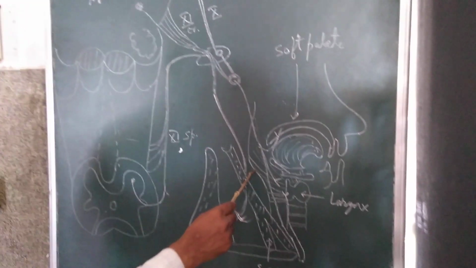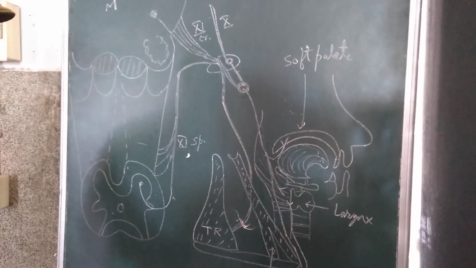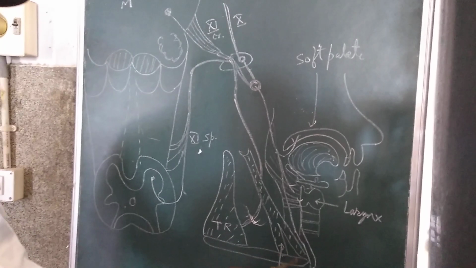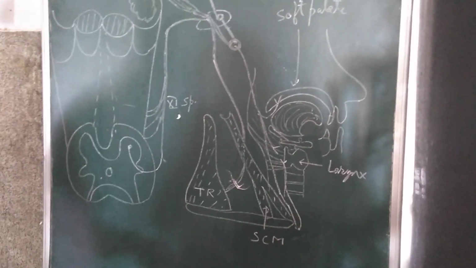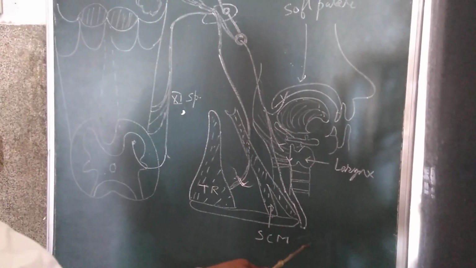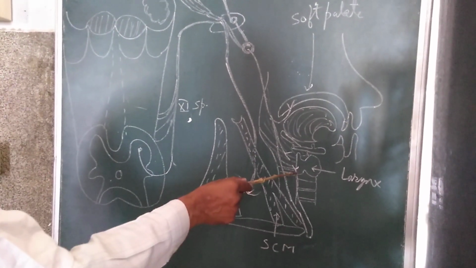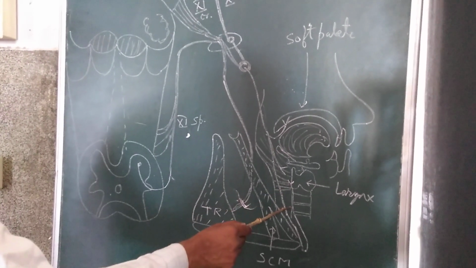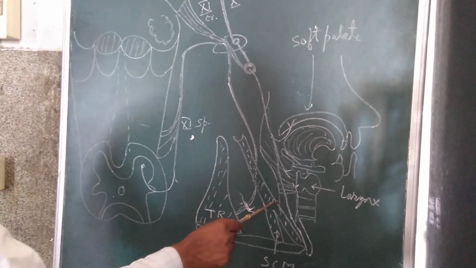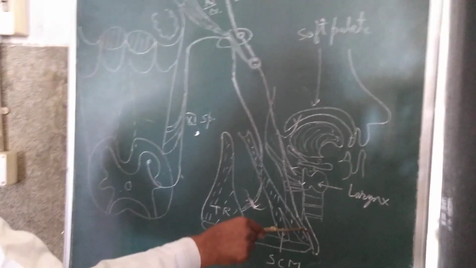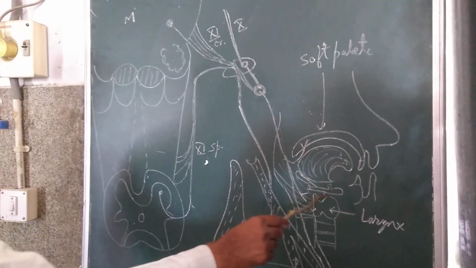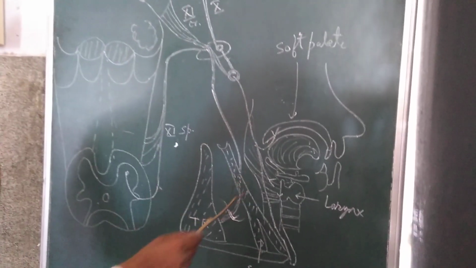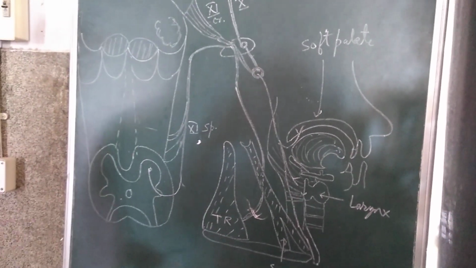The vagus nerve itself passes downwards up to the thorax, and from here it gives a branch that is known as recurrent laryngeal nerve, which passes upwards in the cleft between the esophagus and trachea and ascends upwards and supplies the intrinsic muscles of the larynx. So this is about the accessory nerve.